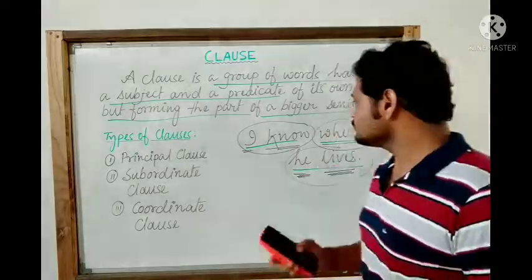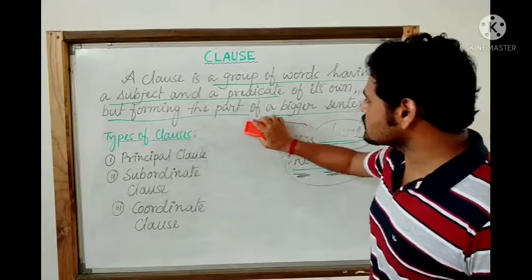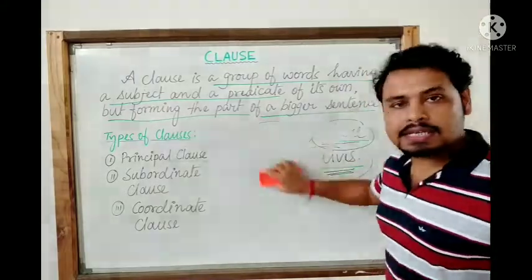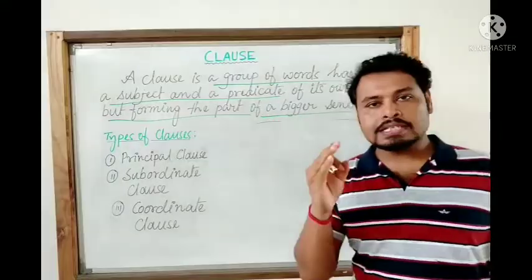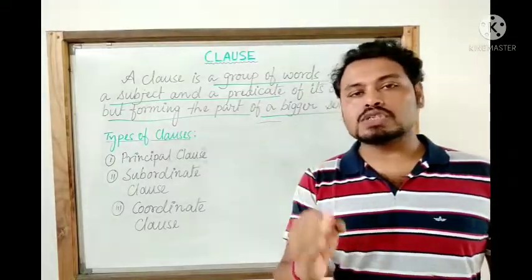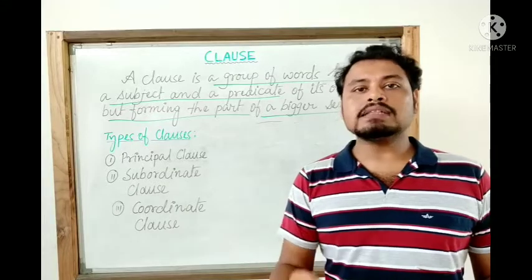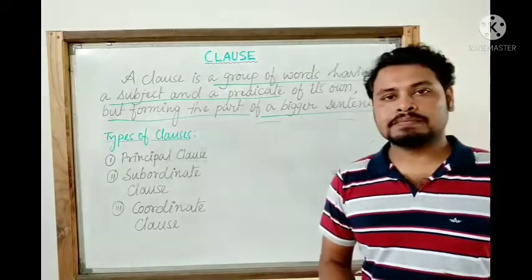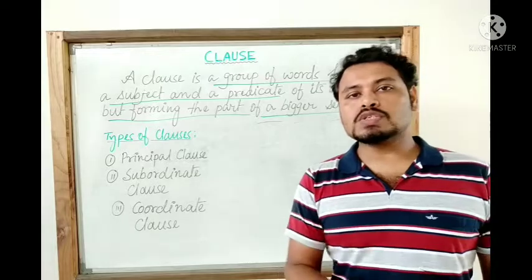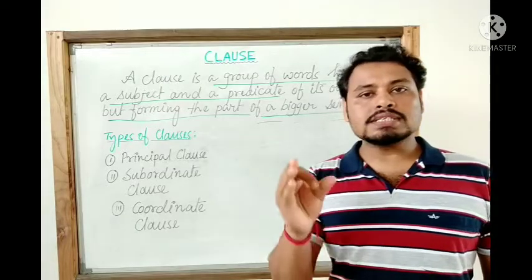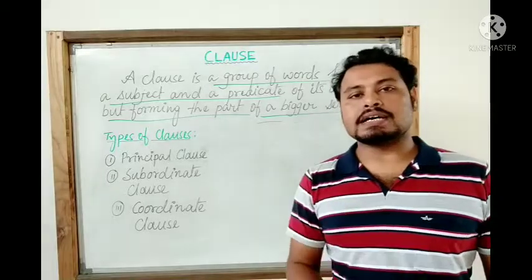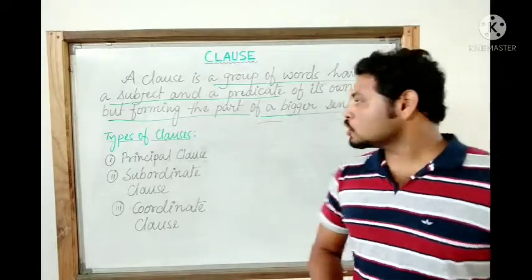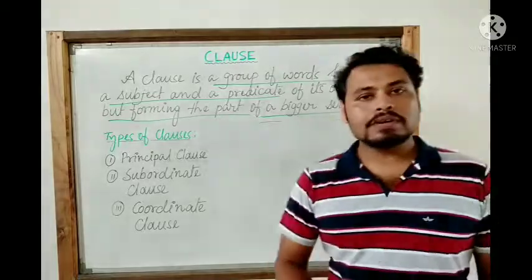So once again, if we try to see the definition, a clause is a group of words having a subject and a predicate of its own, but forming the part of a bigger sentence. In that sense, we can also say that a clause is a sentence, but it is a part of a bigger sentence. So this is what the definition of clause is.